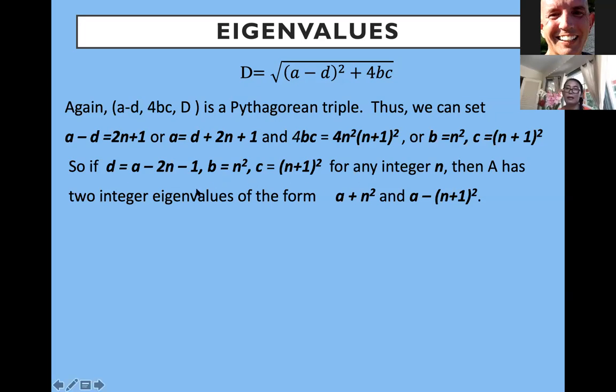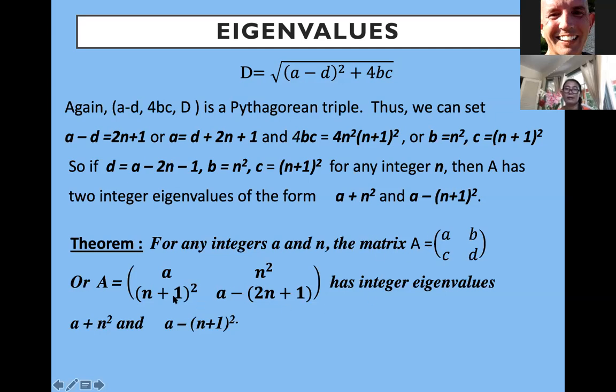From that, I can solve for d. I plug it back here. Oh, I think I should solve for d over here and not solve for n. I solve for d right here, then I will have b and c in this way. So given two numbers a and n, I set up my d this way, my b this way, and my c this way. Then I will have my two eigenvalues in the form here. They are integers.